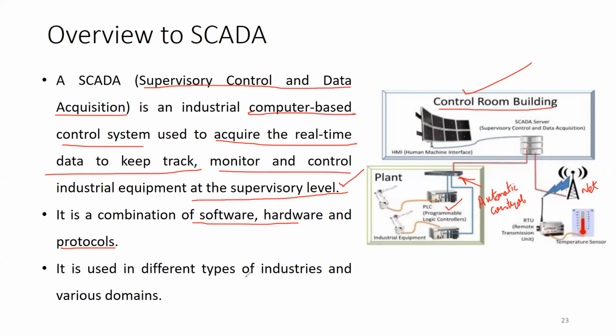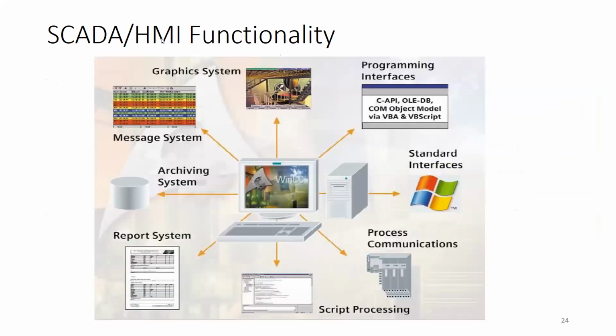So it has different types as per the industry domains. So the architecture of SCADA may be different for different types of industries. Okay. So next is SCADA and human machine interface functionality, how they work.